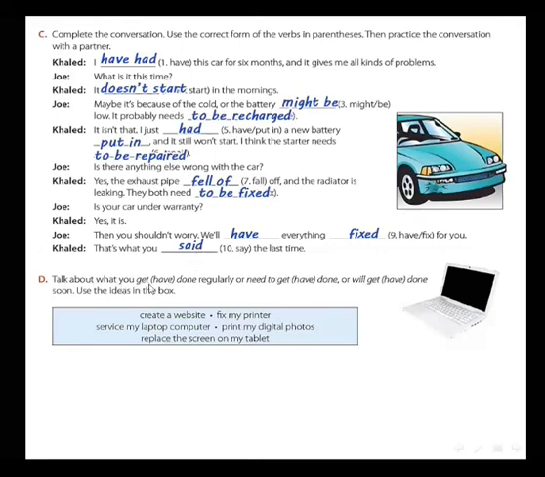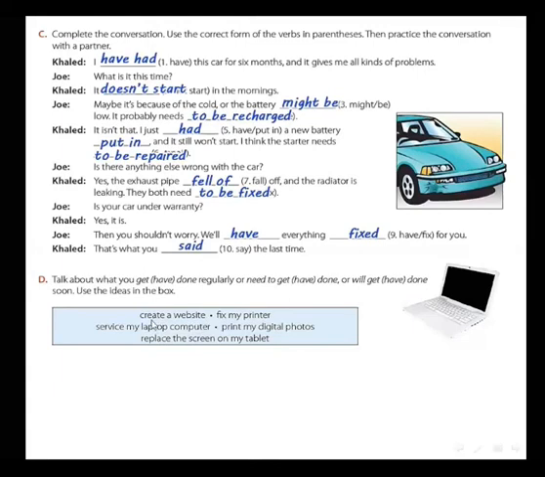The last exercise is to talk about what you get or have done regularly or need to get or have done. Okay? We will use need to have done or get done, or will get or have done. Okay? We can use the present perfect or need to or the future. Okay? Use the ideas in the box.